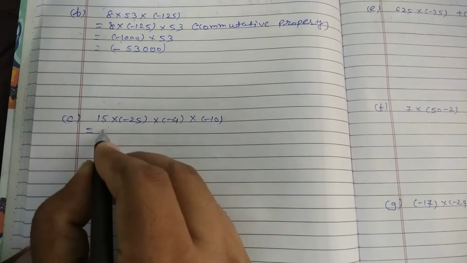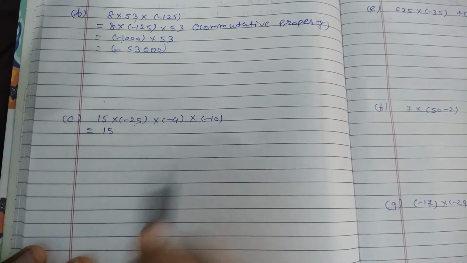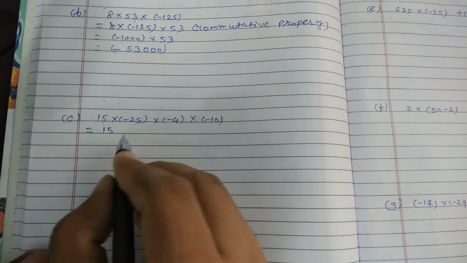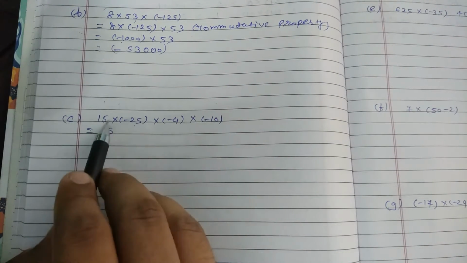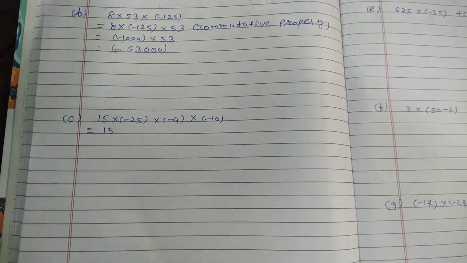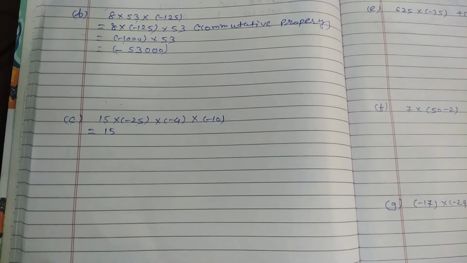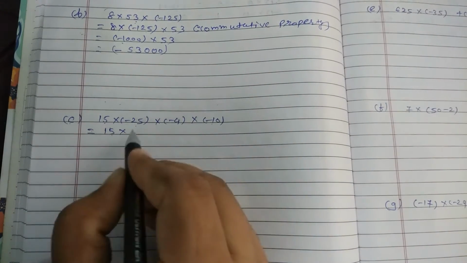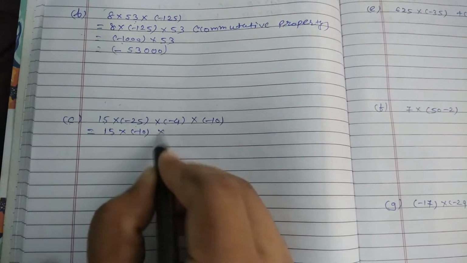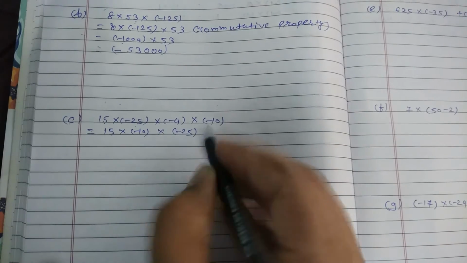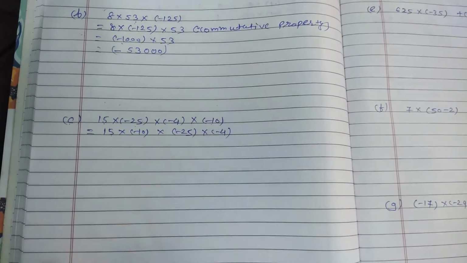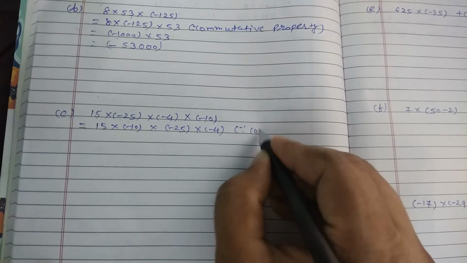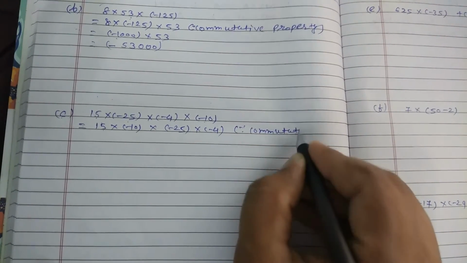So here 15. Now first of all we will change this order, and here we will change this order. So directly now we can change the order. So that means 15 multiplied by this minus 10 we will take here, multiplied by, now whatever is left we will write, to make the multiplication easier. So here which property have we used? Commutative property.